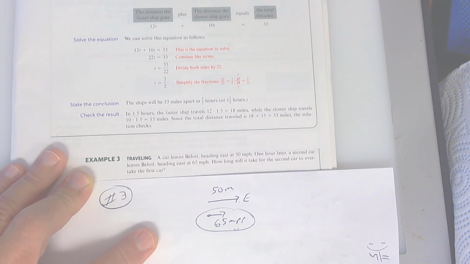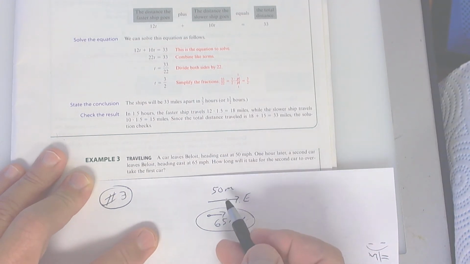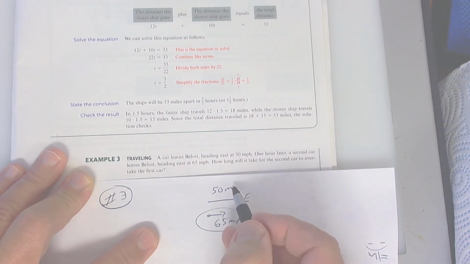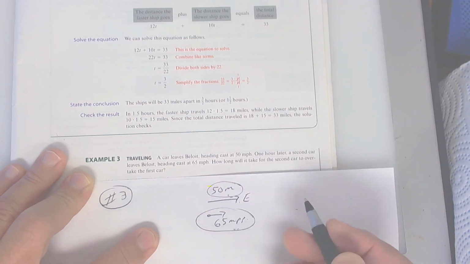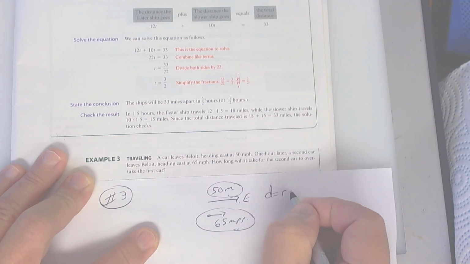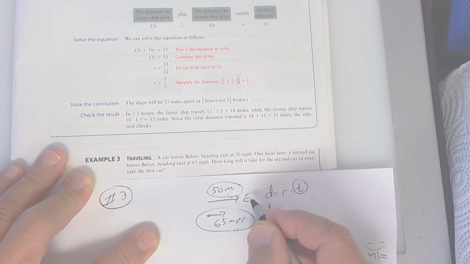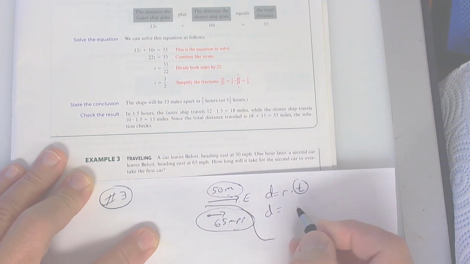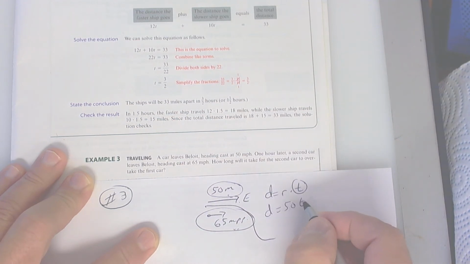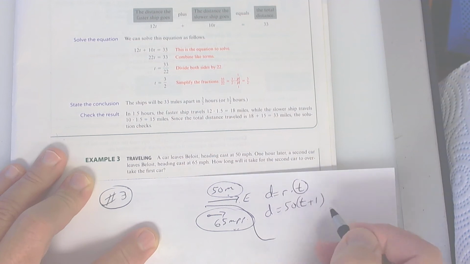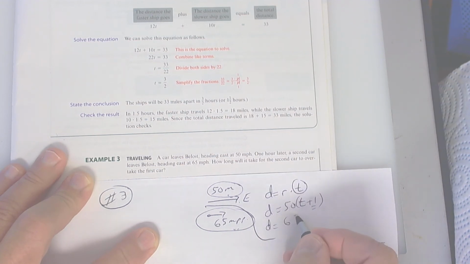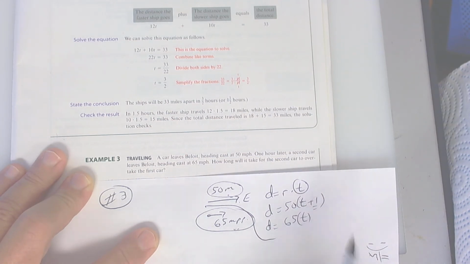Now this one left at t. He has a 1 hour jump. So distance equals rate times time. The times are not the same. So this first guy's distance is going to be 50 times t plus 1, because he has a 1 hour jump. The other guy, the distance is going to be 65 times t. So this guy's got a 1 hour jump.